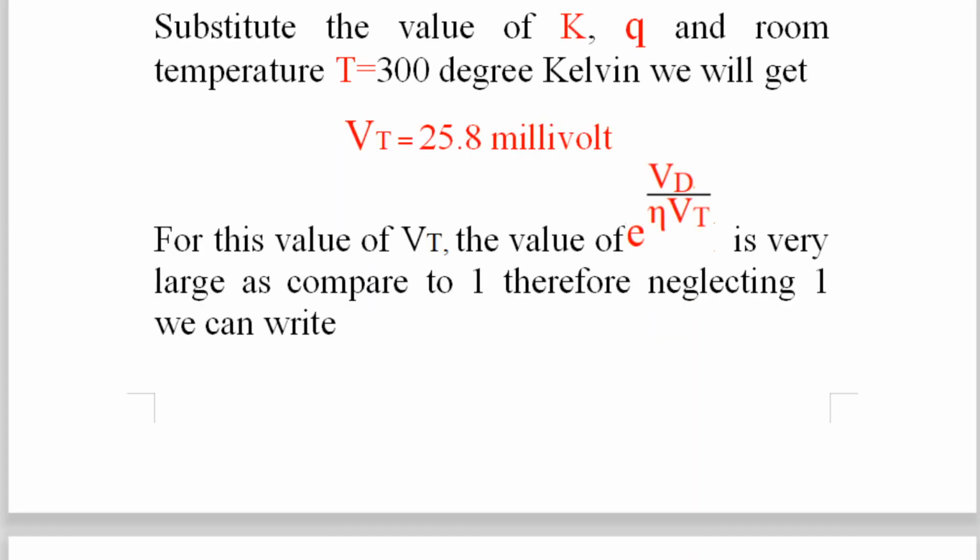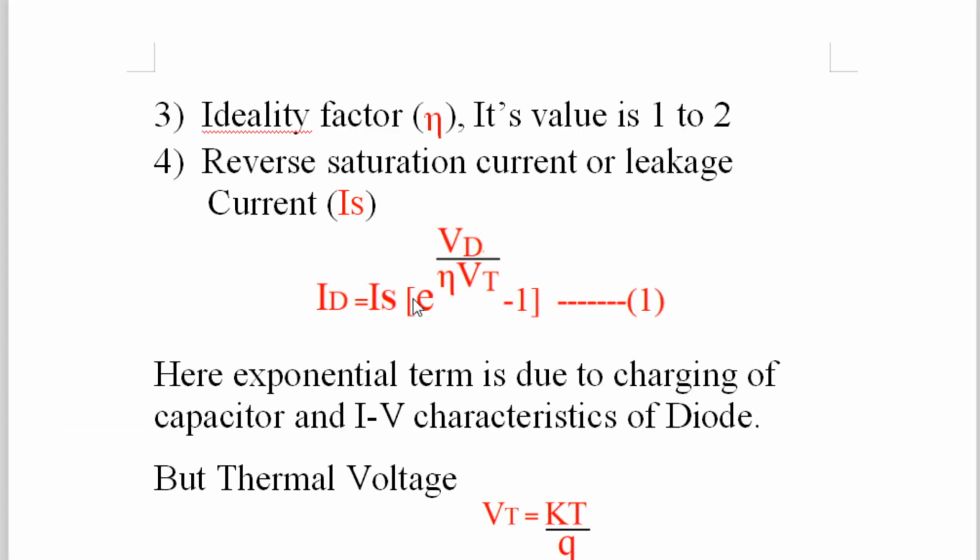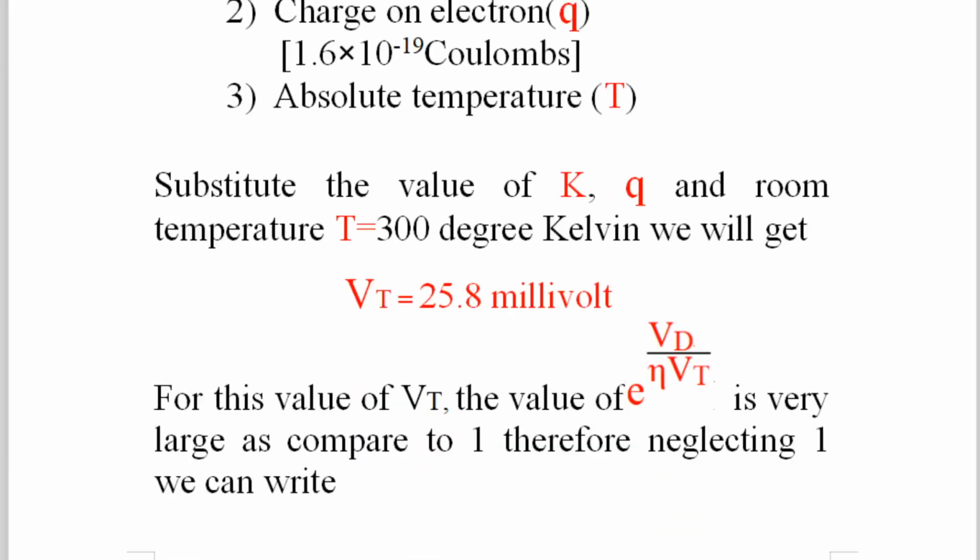Here it is given, for room temperature, Vt is 25.8 millivolt. For this value of Vt, the value of e raised to Vd upon eta into Vt, where normally eta is taken as 1, is very, very large as compared to 1. Therefore, neglecting 1, we can write this equation. In this equation, minus 1 we can neglect, because the exponential term becomes very, very large even at room temperature. Therefore, we can neglect this term and our equation will become very simple.